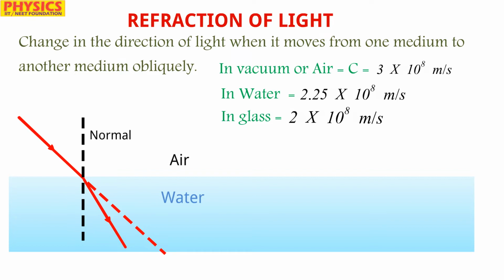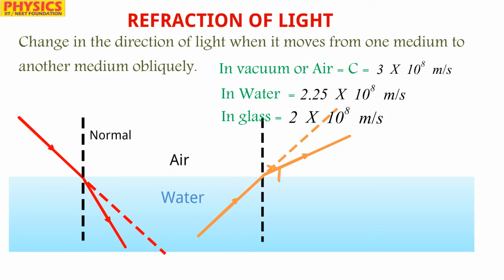Right, Nana? Now, if the light moves from water to air, what happens? Here the light is moving from optically denser medium to optically rarer medium, so the speed increases, and it is bending away from the normal. The light ray is bending away from the normal.